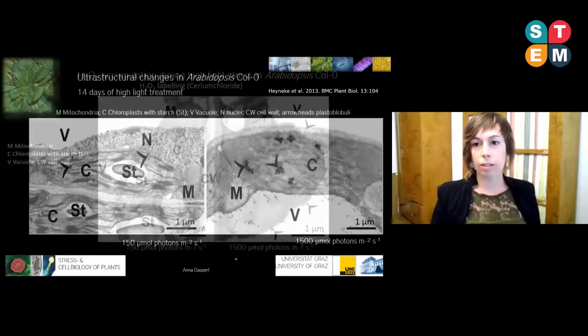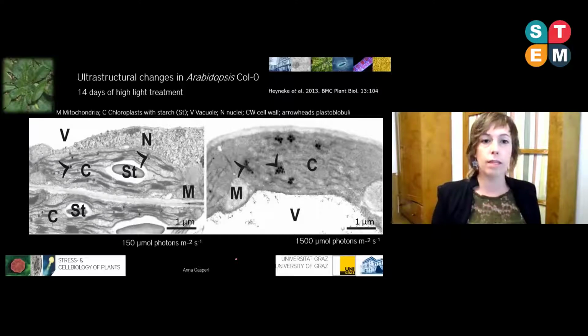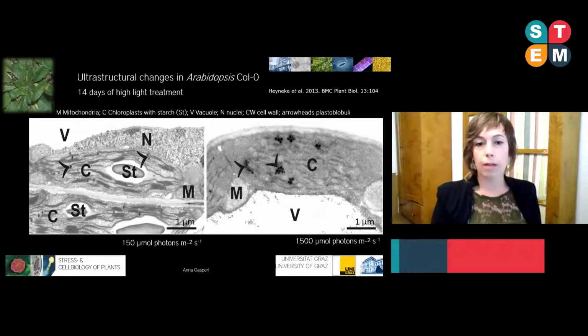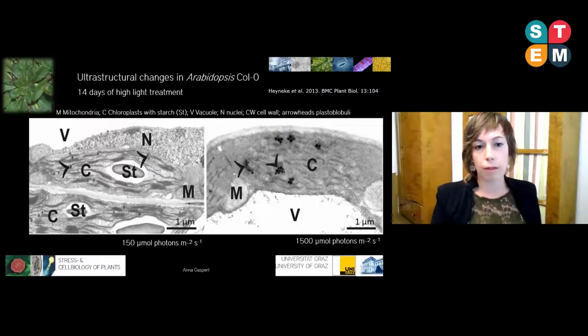If we look at ultrastructural changes in the different Arabidopsis types they were looking at, after 14 days of high light treatment with 1,500 micromole photon flux density per square meter and second of white light, they found that plastoglobuli formed in greater numbers in the chloroplasts. And you can also see, compared to the control, that the membrane system within the chloroplast, the thylakoid membranes and the grana stacks, start to somehow melt. Let's say they did not melt, but they were just reorganized. So the plants were trying to protect themselves and their chloroplasts by reducing the amount of thylakoids in the chloroplasts.